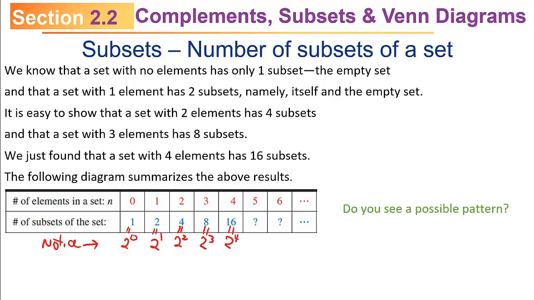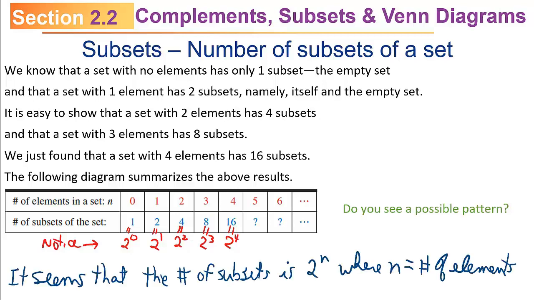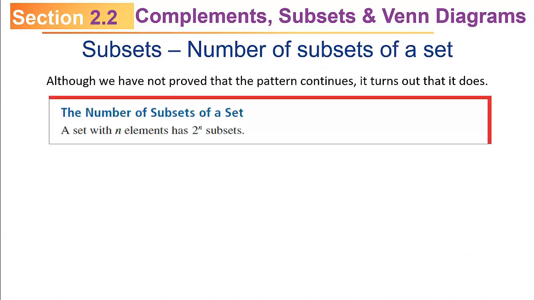1 is 2 to the 0, 2 is 2 to the 1, 4 is 2 to the second, 8 is 2 to the third, and 16 is 2 to the fourth. It seems as if the number of subsets is 2 to the power of n, where n is the number of elements. Although we've not proven that that pattern continues, it turns out that it does. So we have the following result. A set with n elements has 2 to the power of n subsets.